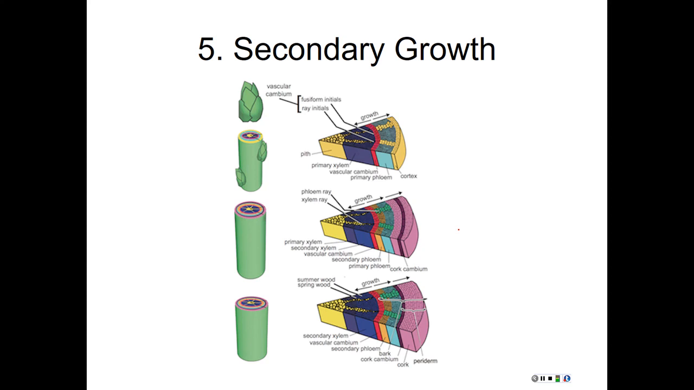But the main result of these two types of tissues is that we get growth in girth. So this is our vascular cambium, which is giving us growth in girth by adding layers of wood. And we have our cork cambium, which is right here, that is giving us a nice thick bark as a really nice protective layer against the elements.